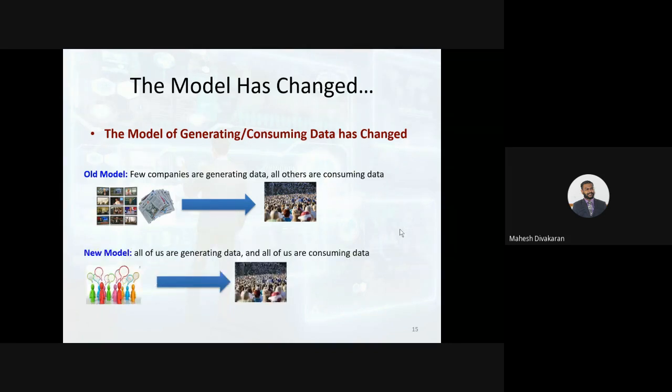But nowadays, everyone is generating data. Every single person is generating their own data, and we all are consuming that data. Initially it was a few companies generating data and all others consuming data. Now all of us are generating data, and we all are consuming that data.